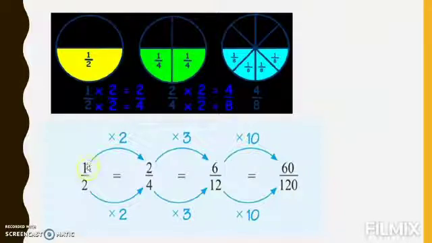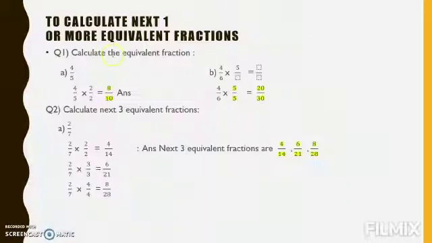So in a way we can say that 1 by 2 is equivalent to 2 by 4 is equivalent to 6 by 12 is equivalent to 60 by 120. We just have to remember that to find the equivalent fractions, we will multiply the numerator and the denominator by the same number. Now let us move further to explain it with a few examples, to calculate the next one or more equivalent fractions.